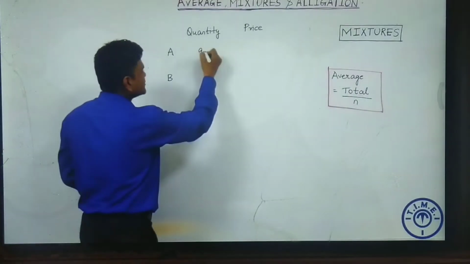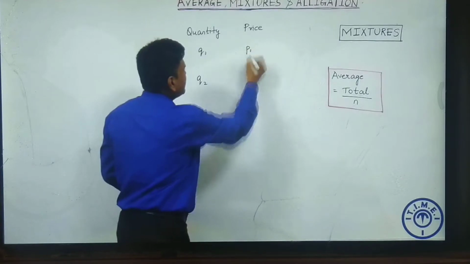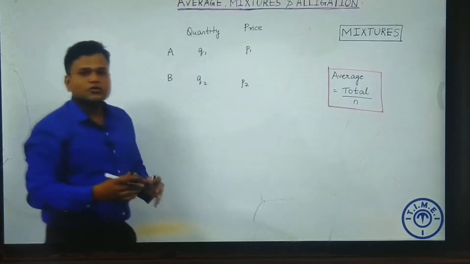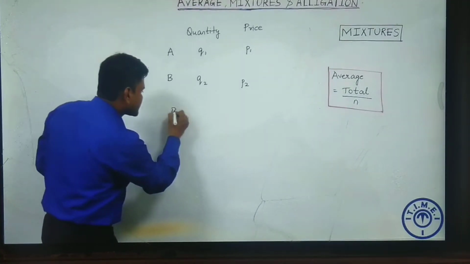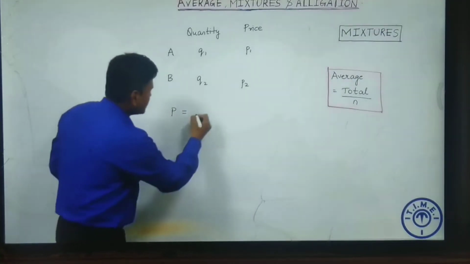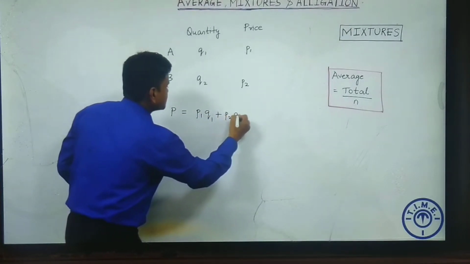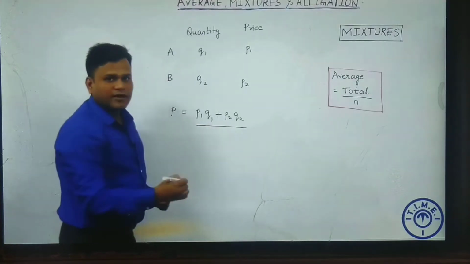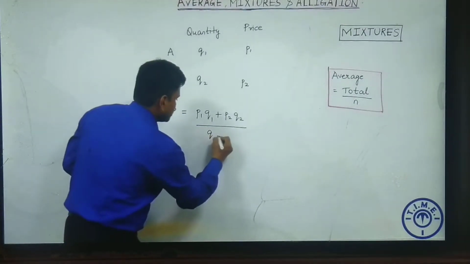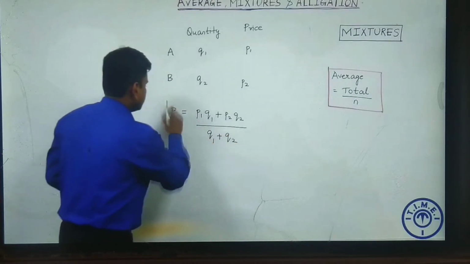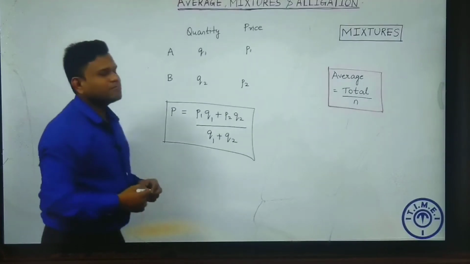Now let's take up a more generalized situation, with the price in rupees per kg. Here let us say that this is Q1, this one is Q2, the price here is P1 and this one is P2. So what do we do to find out the average price? For the average price, we can say that P is equal to P1 Q1 plus P2 Q2, divided by the sum total of the quantity. This fundamentally is the idea behind the mixture.